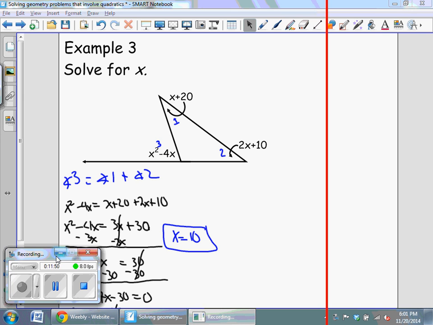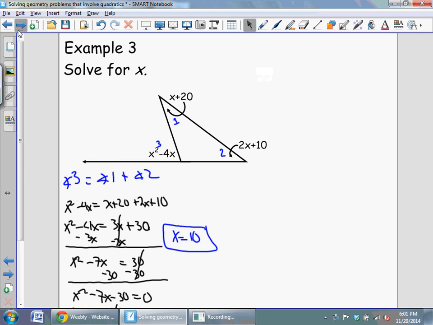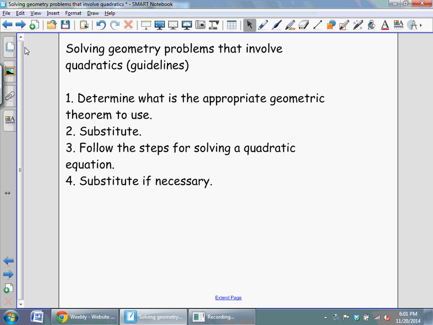Actually, before I let you go, let me just give you some guidelines for solving geometry problems that involve quadratics. So these are some good guidelines here that you could follow.